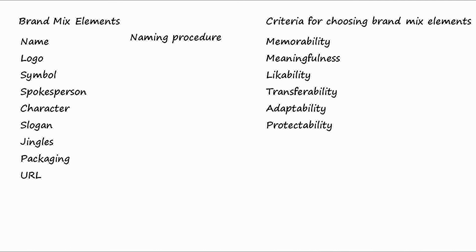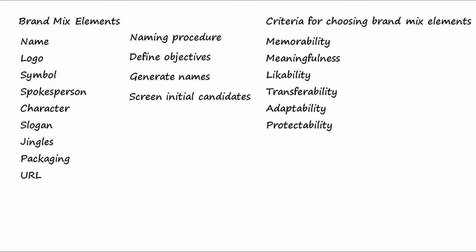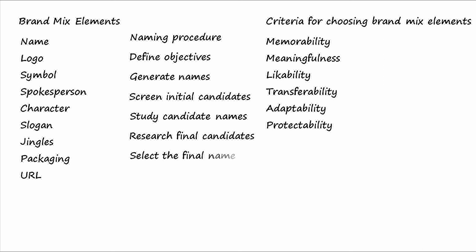The stages of the procedures were define objectives, generating names, screening initial candidates, studying candidate names, researching final candidates, and lastly selecting the final name. And that was the end of that topic. And for the bonus, I would like to say that the full form of URL is Uniform Resource Locator.